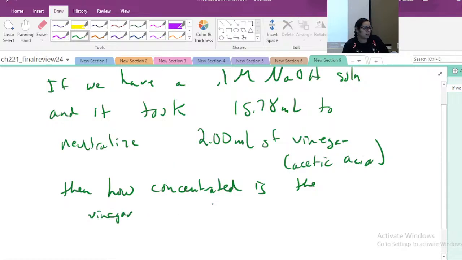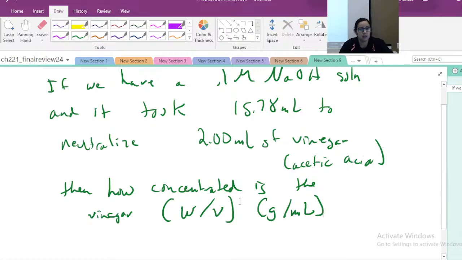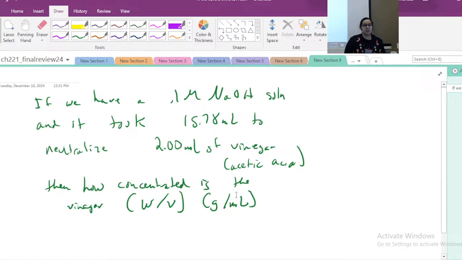And let's try this weight per volume. And so that's just going to be in the units of grams per milliliter. So you're basically trying to calculate the mass of acetic acid is what it's asking for.